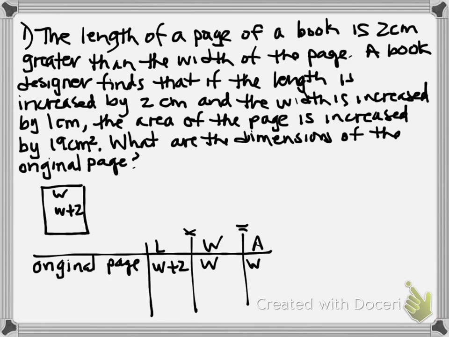And the area is their product. So we have a monomial times a binomial. And I don't multiply it out. I can do that later in my equation.